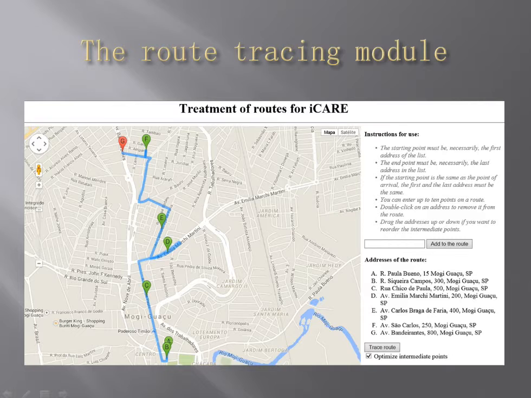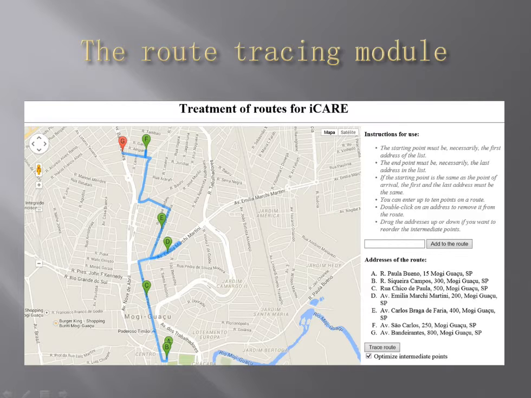The route tracing module. Through this module, a collector may trace the minimal route among the places where he will collect recyclable materials. With this feature, he may plan the best way to pick up materials, saving time and fuel, for instance. This module was written in HTML and JavaScript, working outside the bulletin board, in a web browser. Its use is very simple.